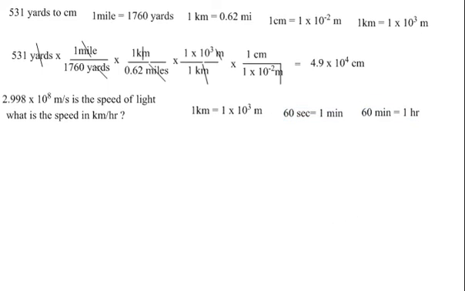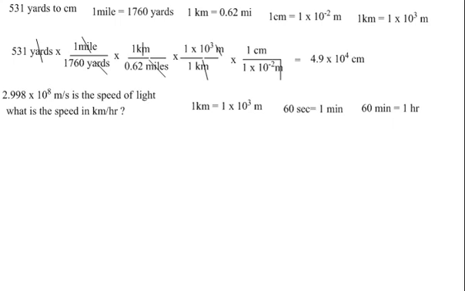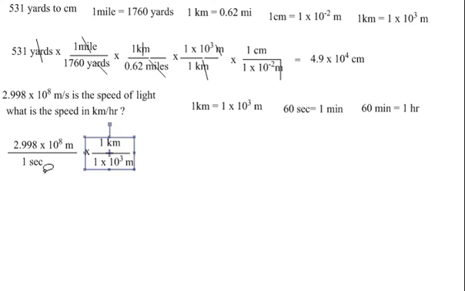So if we start with our speed of light in terms of meters per second, and I've written that as 2.998 times 10 to the 8th meters per 1 second. That's what meters per second means. And we multiply that by 1 kilometer equals 1 times 10 to the third meters. Meters cancel. We're left with kilometers.